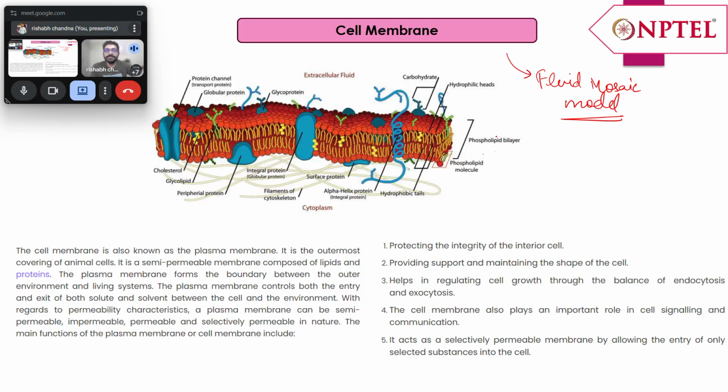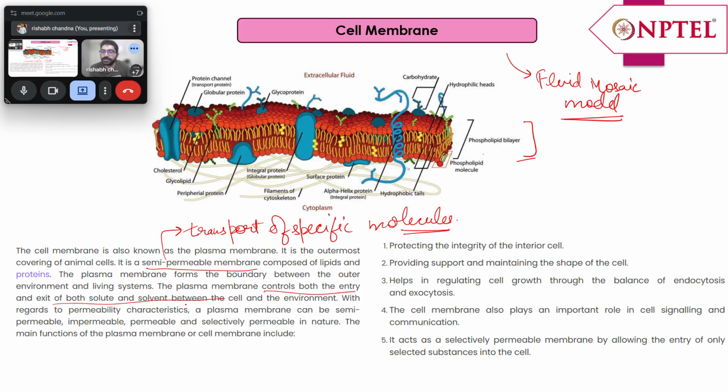It is a phospholipid bilayer, and it is the outermost covering in the animal cell and the second covering in plant cells. A basic feature of this is that it is a semi-permeable membrane. Semi-permeable, or selectively permeable, means that it only allows the transport of specific molecules. It controls the entry and exit of both solute and solvent.